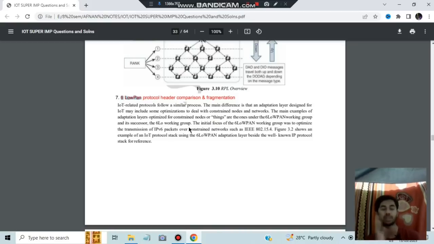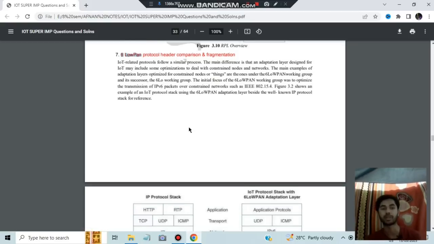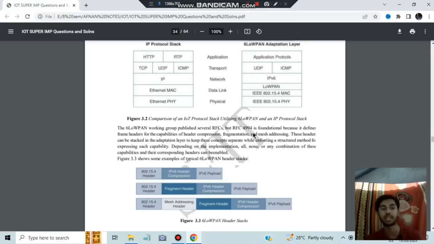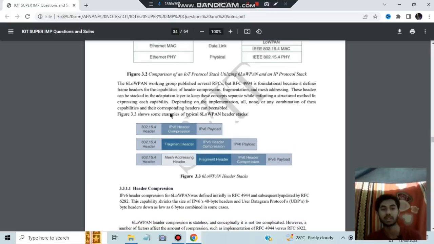6LoWPAN is the newer one. And this is the IP stack reference given here. The different layers are there: physical, MAC, and UDP, TCP layers. And here we have the header stacks. The different fragments are there, different components are present here.